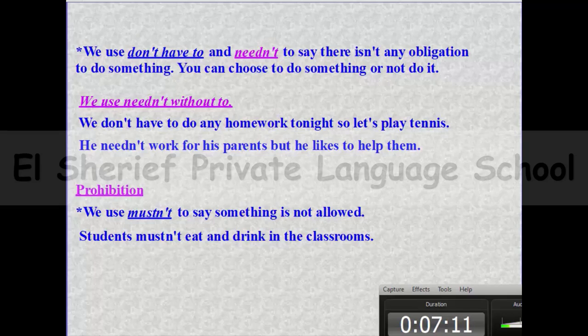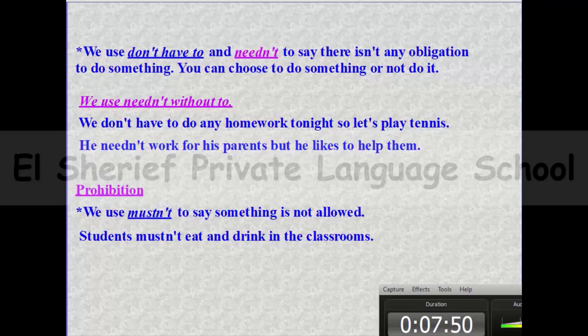And we have said we use don't have to or doesn't have to or needn't without to, to say there isn't any obligation to do something. You can choose to do something or not to do it. It's optional for you to do it or to leave it. But notice that we use needn't without the preposition to. Like we said, we don't have to do any homework tonight, so let's play tennis.